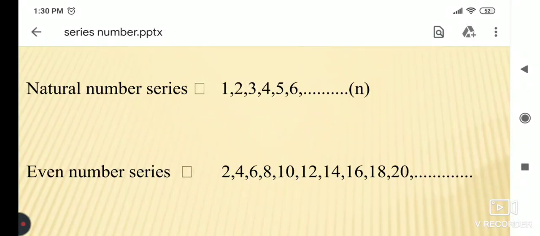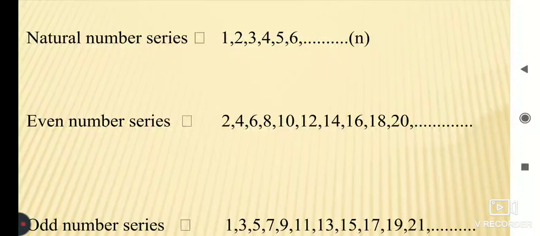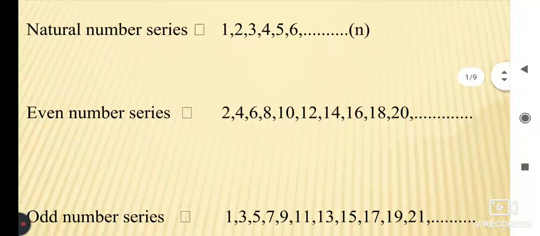Now here is the second pattern, the even number series. Natural numbers contain even numbers and odd numbers. In this second example, we can easily identify that the numbers follow a plus 2 pattern. These are all even numbers: 2 4 6 8 10 12 and so on. So we can easily identify the even number series.